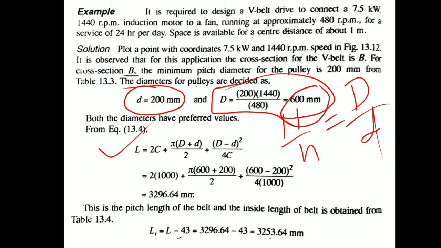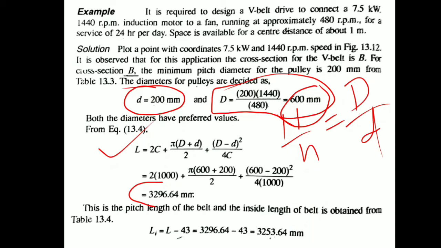Okay, we'll go for the length. This is a V-belt drive, open belt drive always. So L is equal to 2C plus π into (D plus d) divided by 2 plus (D minus d) whole squared by 4C. I'll put the values: C we know 1000, capital D we know, small d we know, and through this we have calculated the length, and that length is 3296 mm. This will be the length of the V-belt drive. This is the total length.